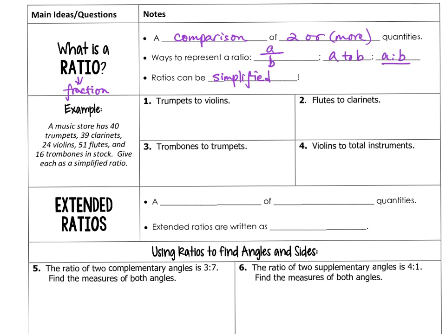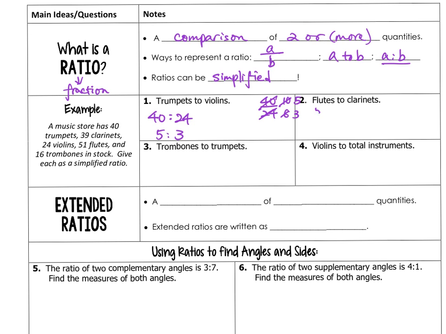So here's an example. A music store has 40 trumpets, 30 clarinets, 24 violins, 51 flutes, and 16 trombones in stock. Then we're asked to write these ratios. So trumpets to violins, I have 40 to 24. Now think about it as a fraction. I can cancel a 4 out of it, so I divide each by 4. Then I can divide by 2, right? So my final answer is 5 to 3. You can write it like that.